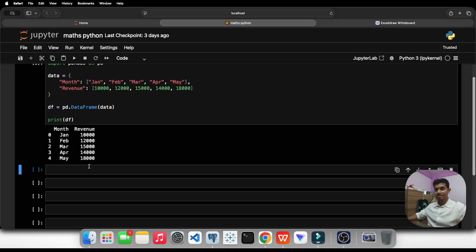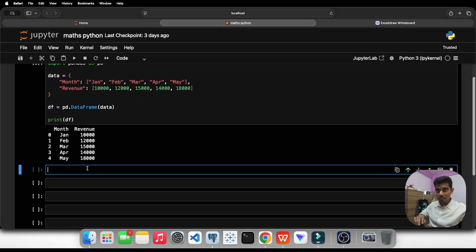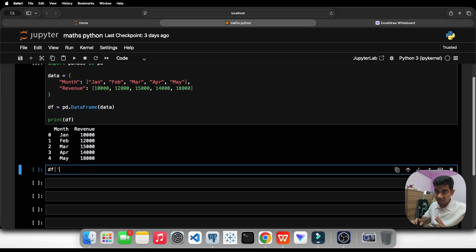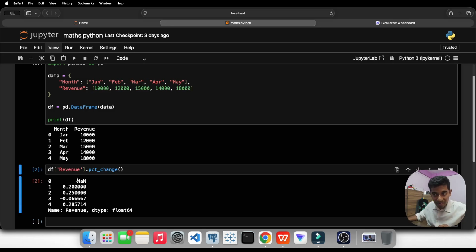Here is the thing. Revenue is the column we need to take care of. So df, and whatever column name you want to use in Python, you have to write it this way: the data frame name, square brackets, and inside that the column name, right? Then you write pct_change, that's it, and execute it. What you find is the first value is NaN.